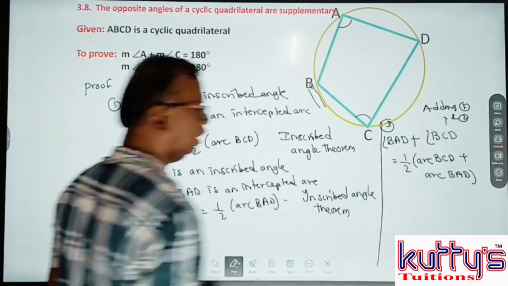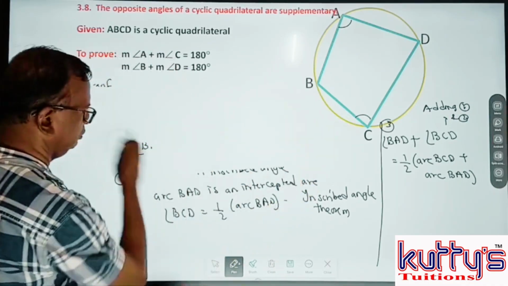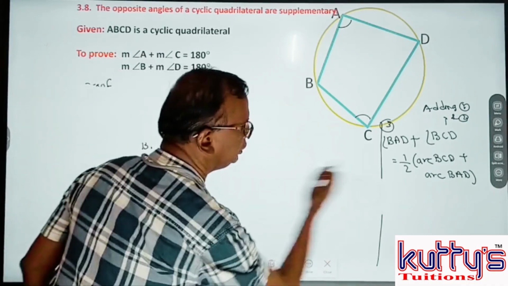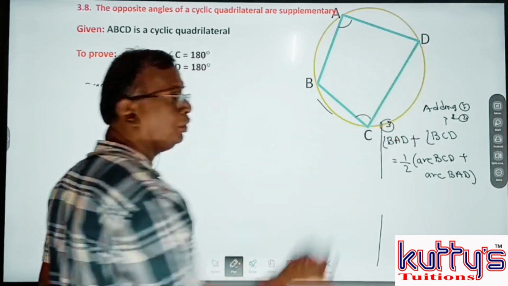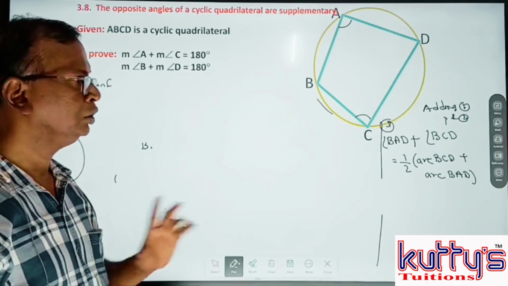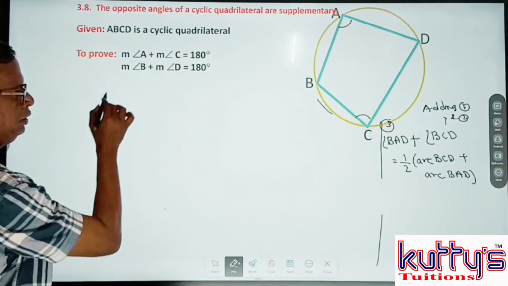After adding, see all of you, the third step. After adding, which arc is here? See here: arc BCD, this one, and BAD. What does it form? It forms a circle. So the measure of the circle is how much? 360. So we can continue like this here.